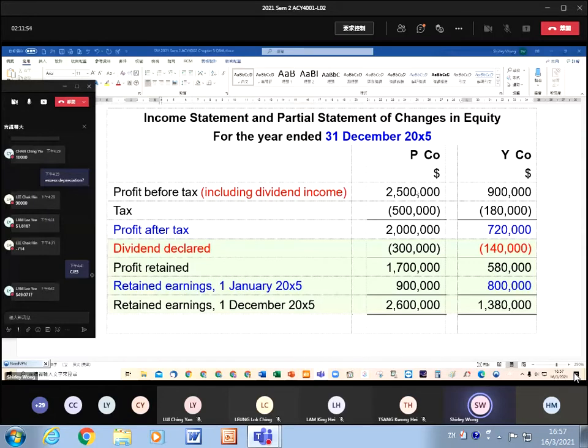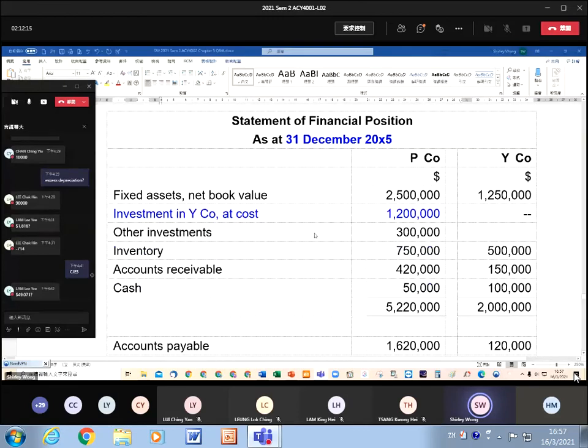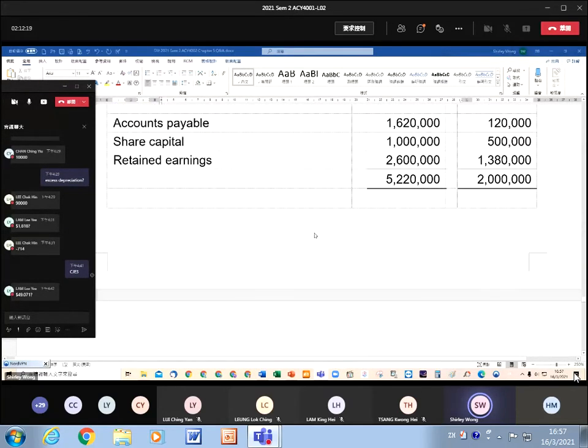It will be included in these figures, and also the dividend declared, and also we will have the retained profit at the beginning of the current year, and this will highlight the profit after tax. So don't mix up retained profit. You need to find the profit after tax. It is 720,000 here. Let's continue. It gives you information about the purchase consideration. And then let's move on.